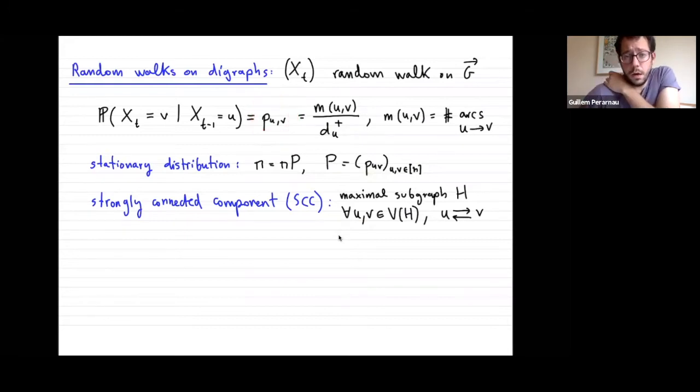And let me recall, what does it mean, a strongly connected component in the digraph? This is just a maximal subgraph H.